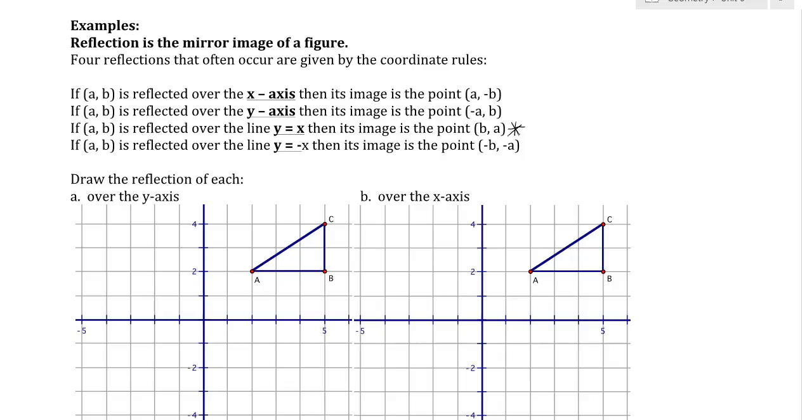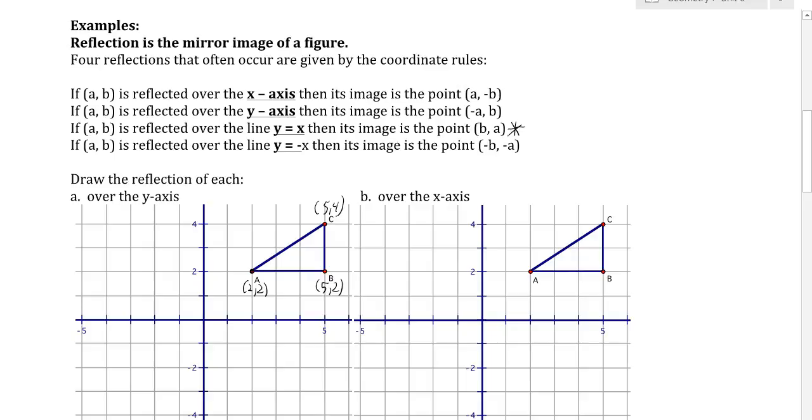So let's just do a few. Draw the reflection of each. So we're reflecting that triangle ABC over the y-axis. So where are our points? Point A is the point (2, 2). Point B is the point (5, 2). Point C is the point (5, 4).